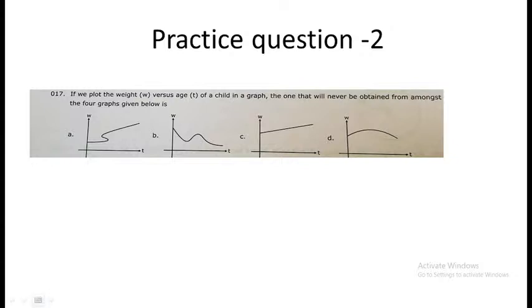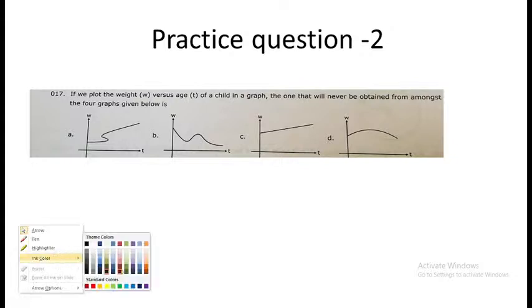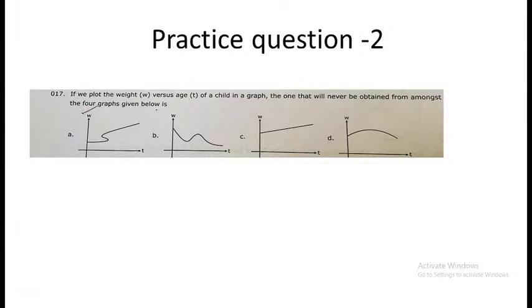Very good. Next question. You are given this graph and you need to find out that out of the 4 plots given to you, which of them is not possible if you need to plot the weight versus age of a child in a graph, which can never be obtained. 4 options, you need to find which graph is not possible. Give it a try, everyone.